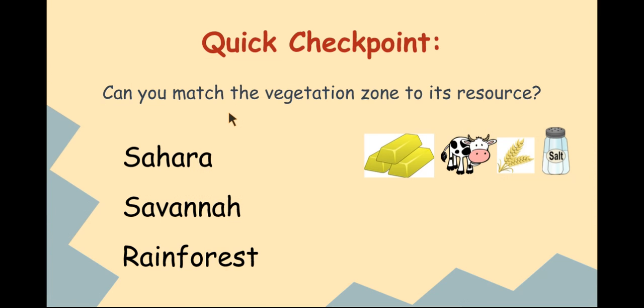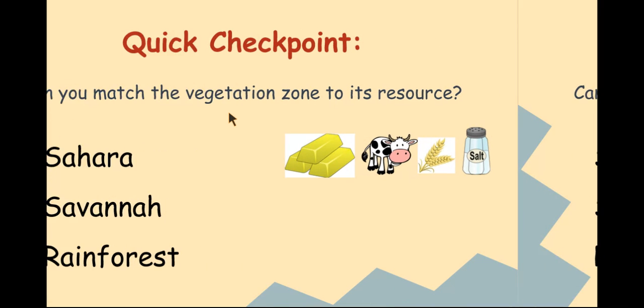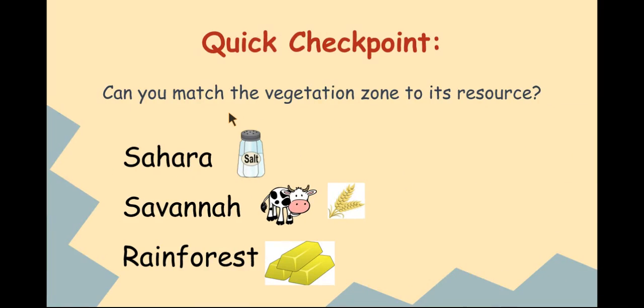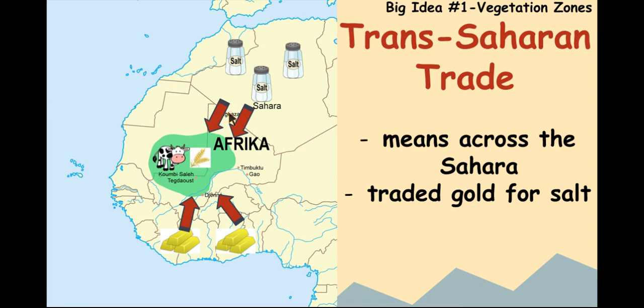So before we move on to Ghana itself, let's do a quick checkpoint. Can you match the desert, the savanna, and the rainforest to its resource? So pause this video, take a moment, see if you can match the resource to the vegetation zone. Okay, did you match them correctly? The Sahara has salt, the savanna has cattle and crops, and the rainforest has gold.